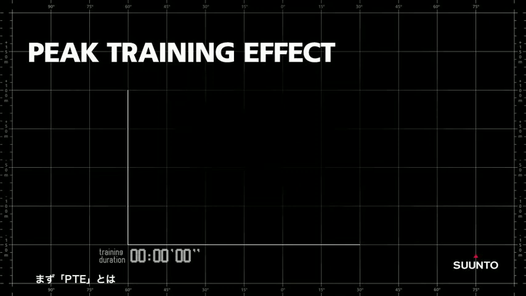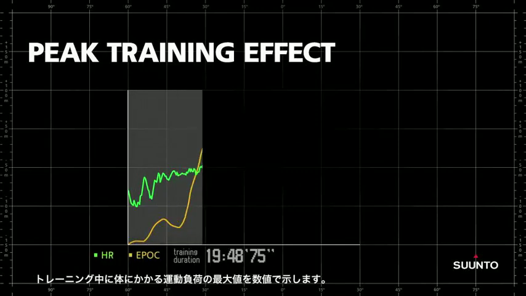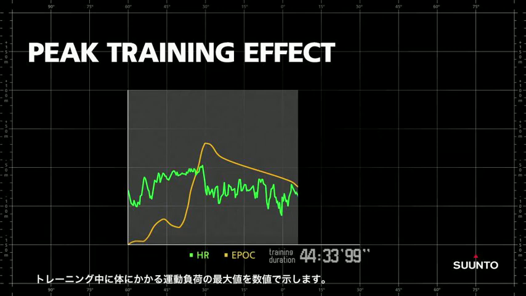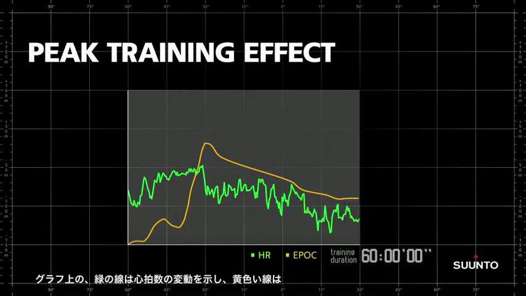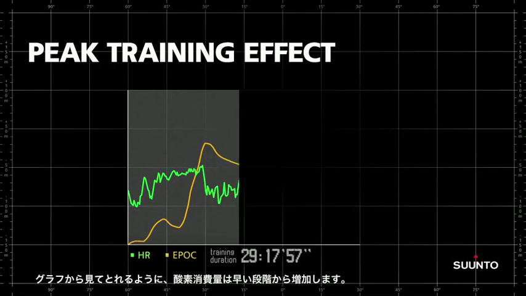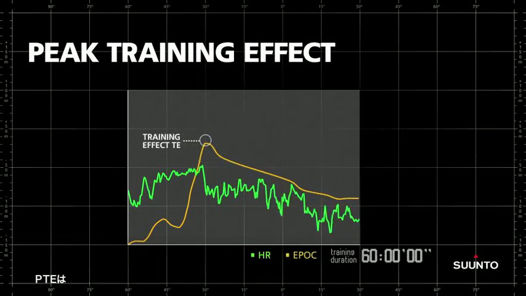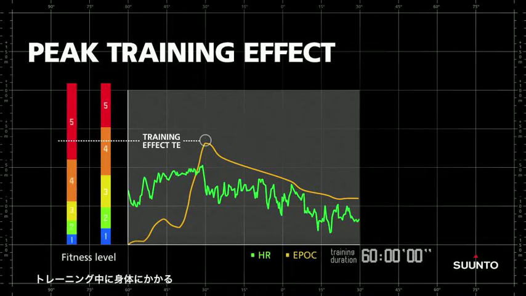Let's first take a look at training effect, which is measured from the highest EPOC value of the session. EPOC stands for excess post-exercise oxygen consumption, and it tells you how much additional oxygen your body needs to recover from the training session. As you can see from the yellow line, EPOC starts accumulating from the very start of this 1-hour session. If you select it to be displayed during your training, you can see the estimated effect of the training session on your peak performance on a scale of 1 to 5, from minor effect to overreaching effect.